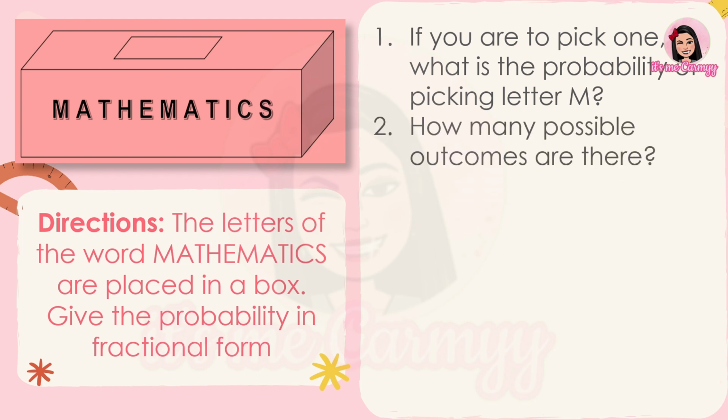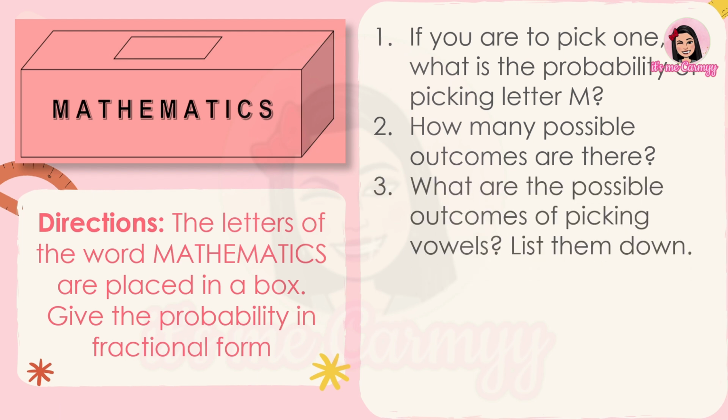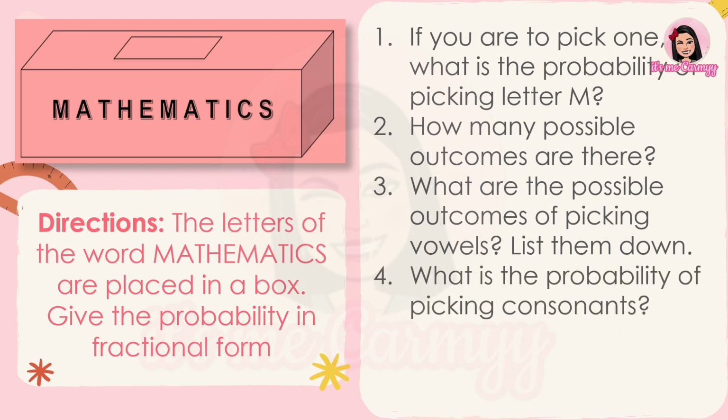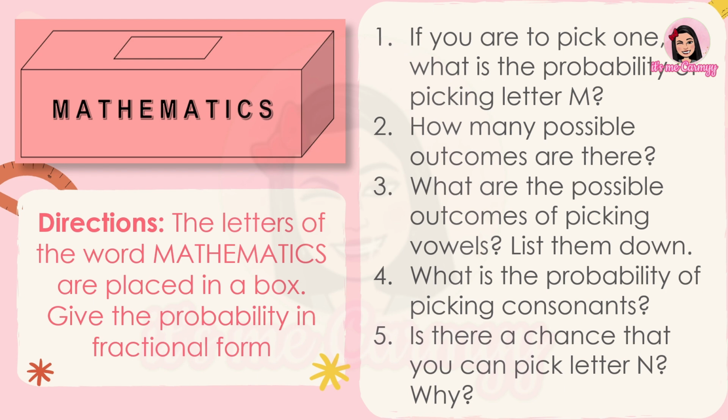Number 2 question: how many possible outcomes are there? Number 3 question: what are the possible outcomes of picking vowels? List them down. Number 4 question: what is the probability of picking consonants? And for the last question, is there a chance that you can pick letter N, and why?